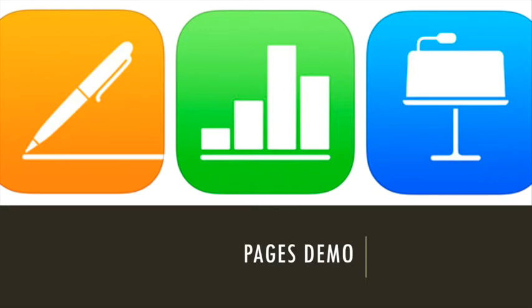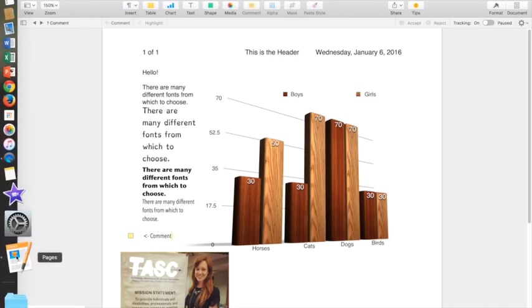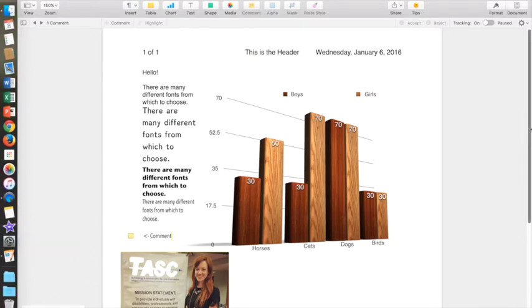So now I'm going to go over a Pages demo on the computer, and then I'll show you a quick demo on the mobile devices on my iPad. So this is what the Pages icon looks like down here at the bottom, the orange pen with the paper behind it. That's our Pages app, and when we open it up, it looks something like this. So we are going to go over accessibility, the menu bar, and then comments and tracking in Pages.